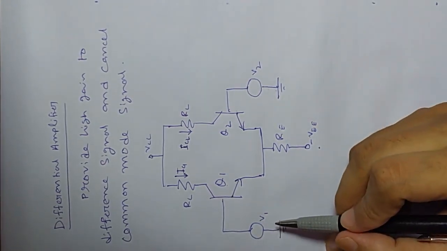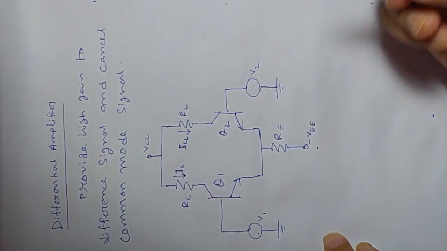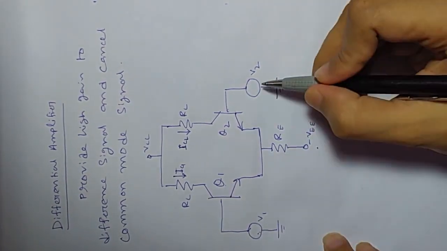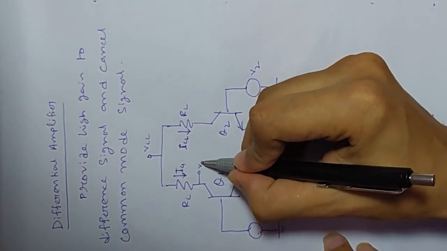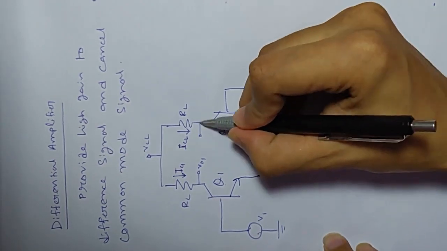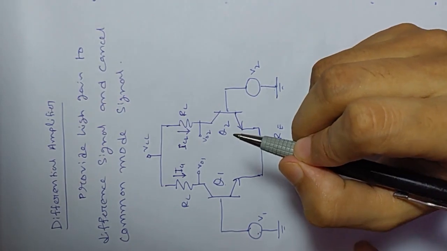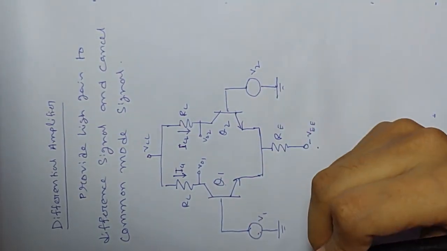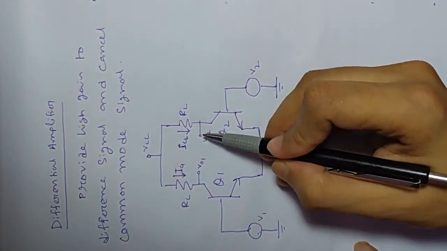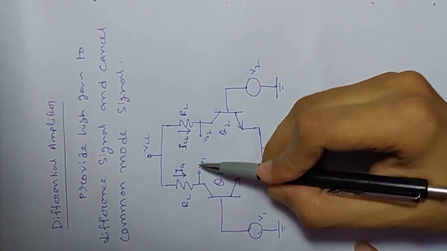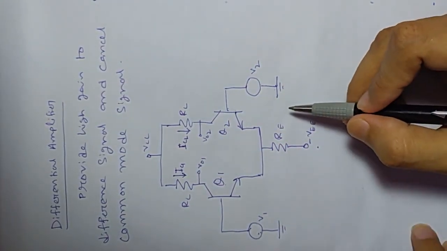One is differential input, differential output. So these two are the inputs. In this amplifier we have two inputs, V1 and V2, and we have two outputs, namely V01 and V02. Based on this, you have four kinds of configurations. Whenever you use both inputs and both outputs, you take the difference of the outputs and the difference of the inputs, that is differential input, differential output.